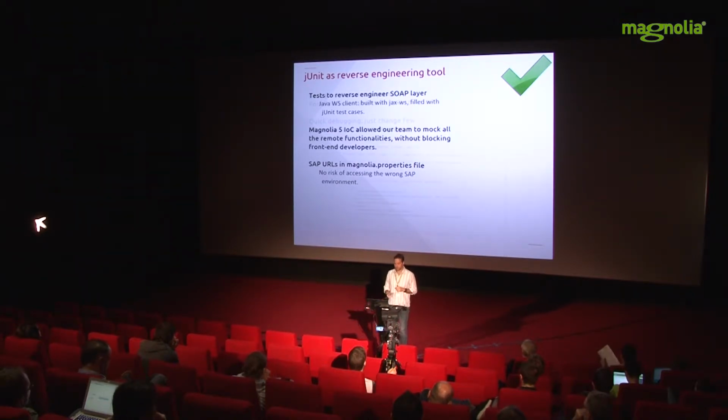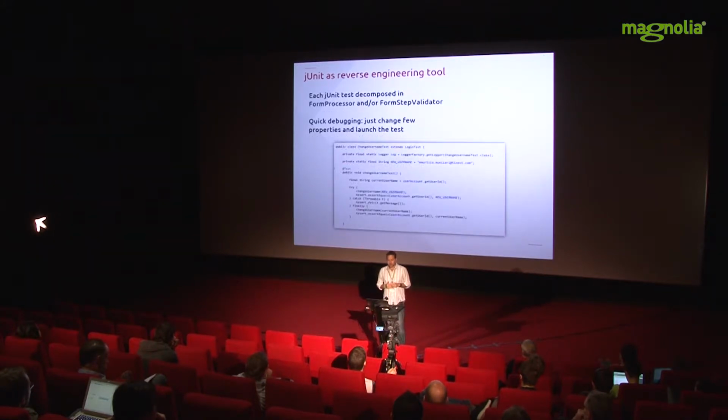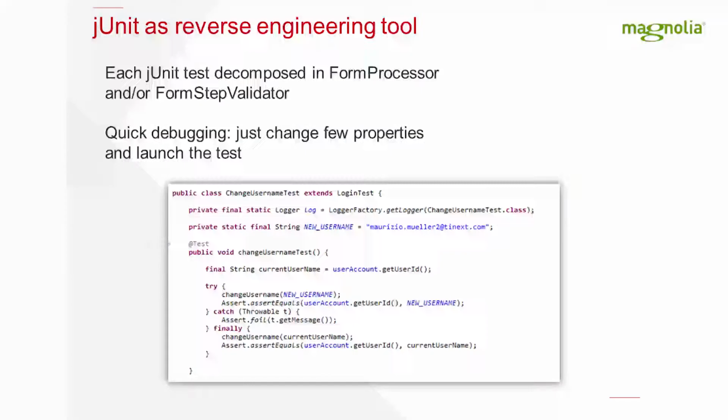But it's collateral. This is a very, very small example. This is one business process modeled with a single JUnit test. This is the change username test. You can see that this is 3 lines of code with 1 method. It's very quick and very agile for debugging.